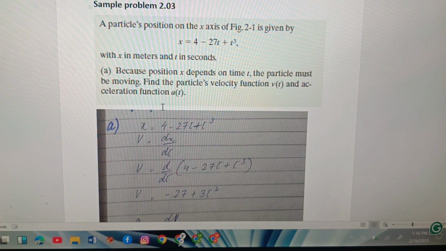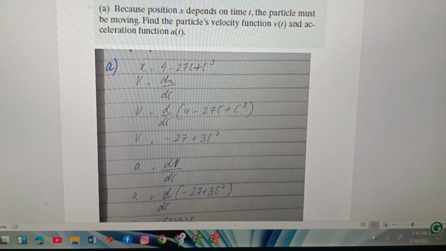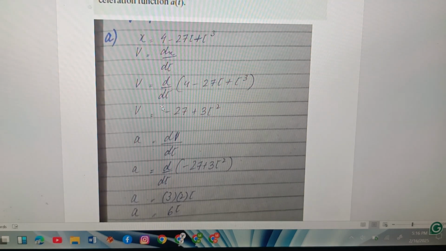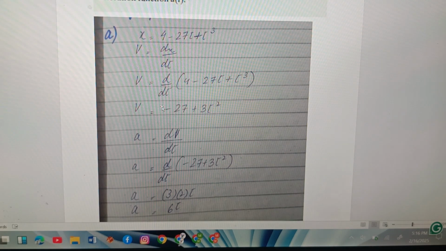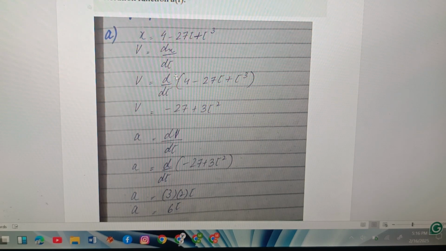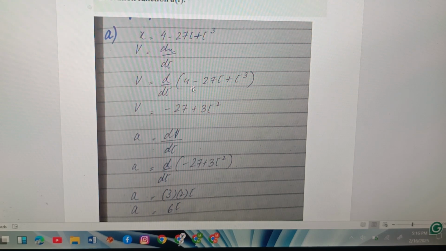First, find the particle's velocity function and acceleration function. Now we need to find v(t) and a(t). Since we have position, velocity is the rate of change of displacement, so it will be equal to dx/dt. We will write d/dt and substitute the x equation. Now we will take its derivative.